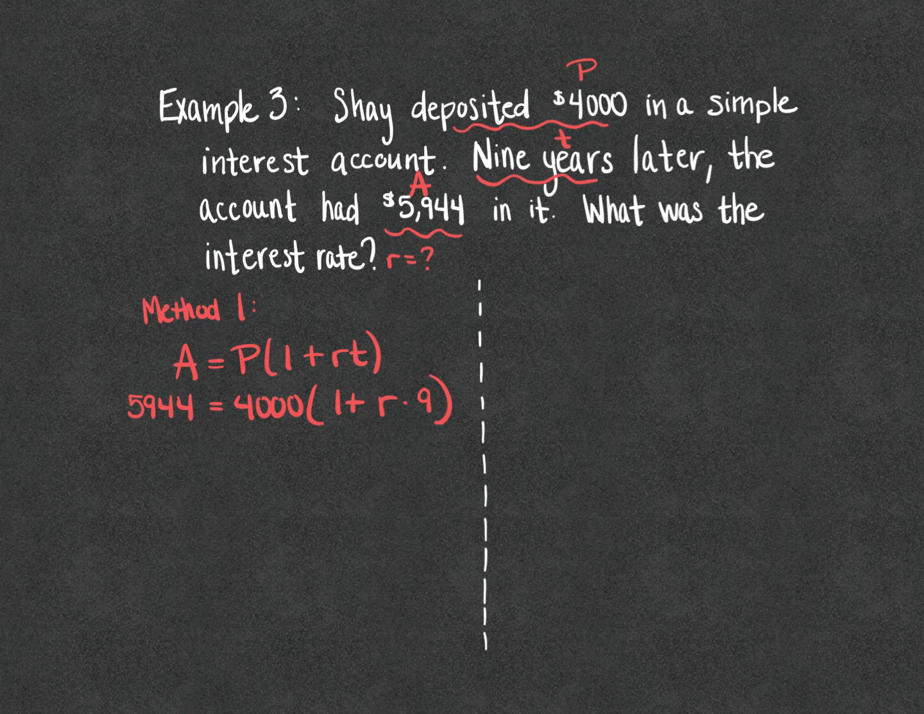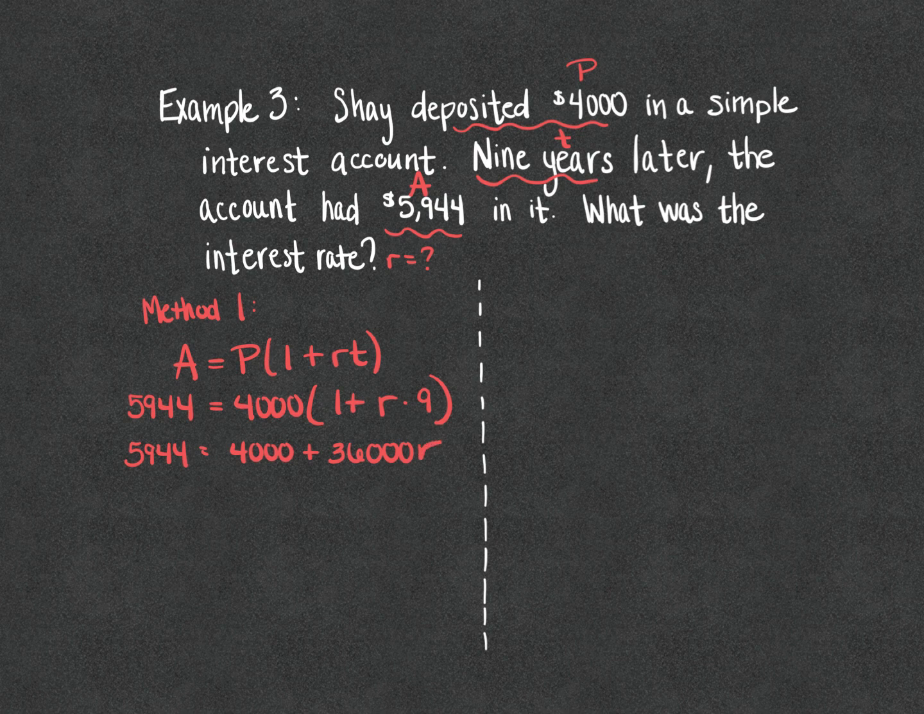Then from there, most people will look at this. We cannot simplify what is in the parentheses, okay? That is not possible. We cannot simplify what is in the parentheses because what is in the parentheses cannot be combined into, those are not like terms, okay? So what we can do is use the distributive property to multiply 4,000 by 1 and then multiply 4,000 by R times 9. So doing that, 4,000 times 1 is 4,000. 4,000 times 9R is 36,000R.